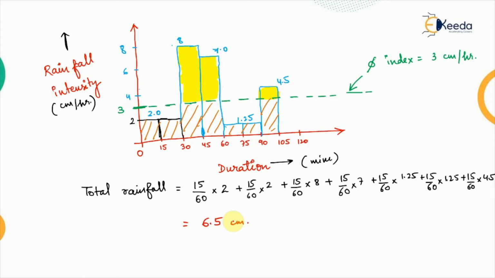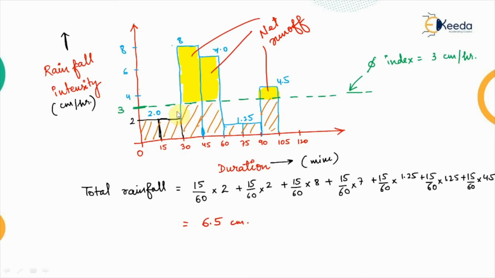Now the net runoff that we have to calculate corresponds to these three yellow shaded portions. These contribute towards the net runoff. To calculate it, we have to carry out certain calculations. The values which are below the phi index will not contribute whatsoever to the runoff. But the values which are greater than the phi index will contribute, only the portion which is above 3 centimeter per hour.